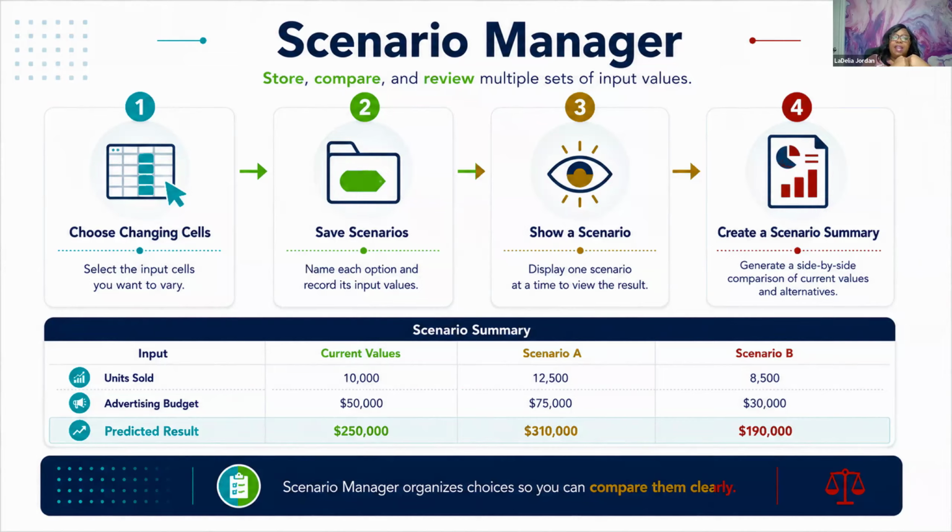Once the scenarios are created, Excel can produce a scenario summary, and the summary places the current values and the scenario values next to each other for us to compare. It allows us to see which inputs change and what predicted result each change produced. So, the scenario manager uses the equation that is already in the worksheet. And this is an example of what a scenario summary looks like.